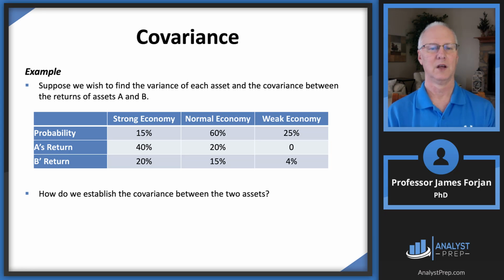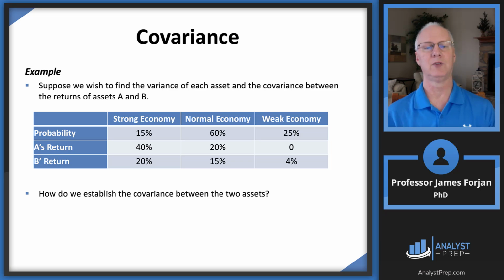All right, let's take a look at a quick example here. Let's suppose that we have two assets, asset A and asset B. Those are the returns going down the left-hand column. And then we have three states of the economy. We've got a strong, a normal, and a weak economy. And there are the probabilities associated with those economies. So 15% strong, 25% weak, that gets us up to 40%, right? And then the normal economy is 60%. Those probabilities all have to sum to 1.